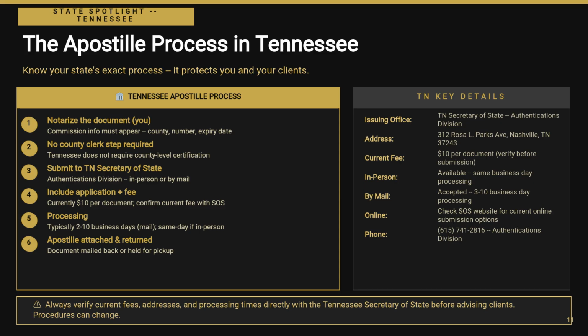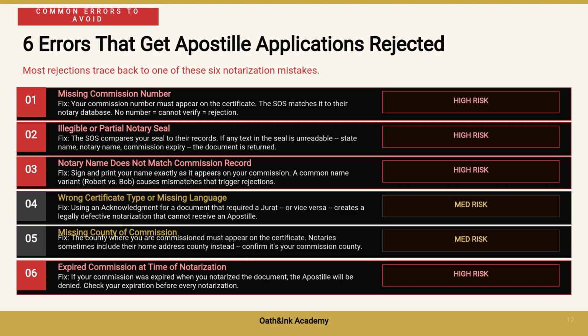Before you give any specific advice to a client about fees or timelines, verify directly with the SOS. A quick verification call takes 2 minutes and prevents you from giving outdated information. Let's talk about the errors that cause apostille applications to come back rejected.